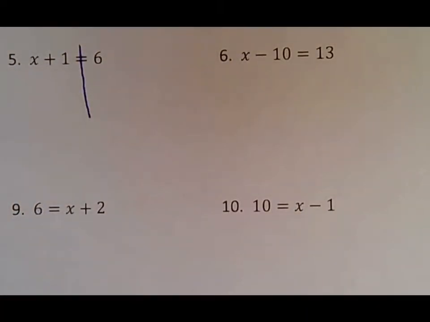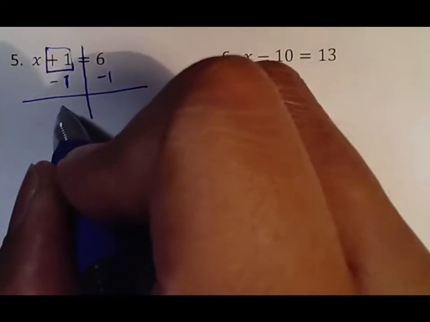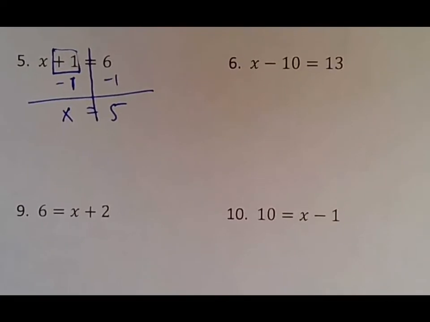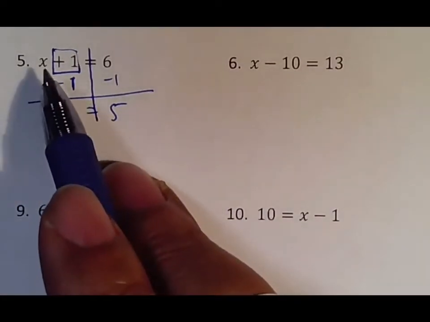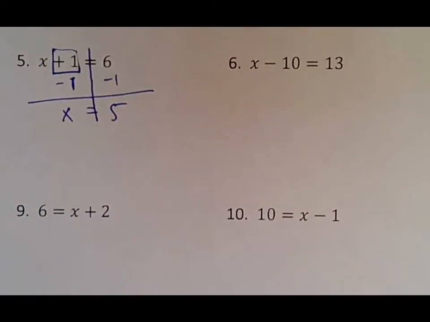So again, we have a plus 1 with that x that we need to move, and we're going to move it by putting minus 1. X comes down, 6 minus 1 is 5, and that is all. We have to start viewing what is with x, and the term that's with x is the plus 1. The plus 1 must go, and that's what we do.